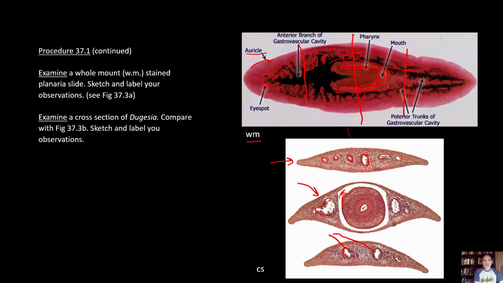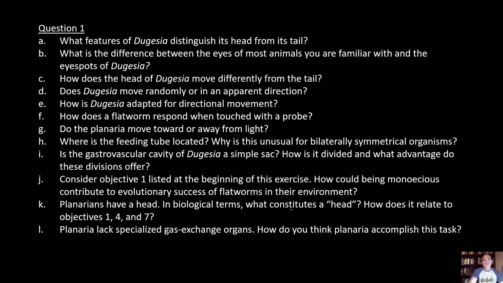Okay, so I always recommend that you sketch and label your observations. In this case, you can do these sketches from these images that you see online. And let's move on. There's plenty of questions to answer about your observations of Dugesia. Ask what features distinguish the head from the tail, so you can think about that and answer it. Now, the eye spots, right?